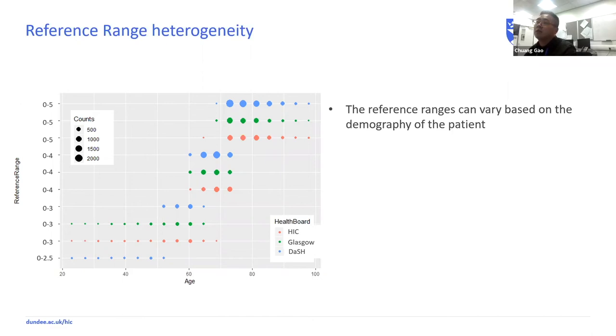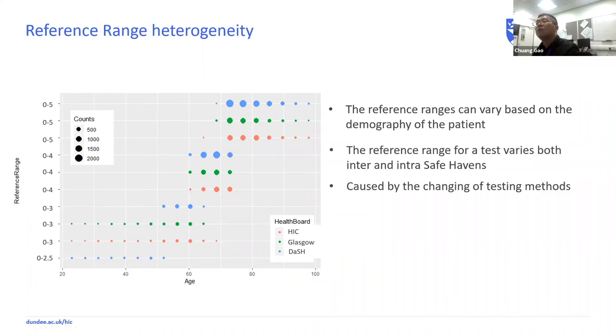It can vary based on the demographics of the patient, as illustrated by this image. For this specific test, the reference range given is highly related to the age of the patient. When the age is 60 and above, the reference range given is 0 to 4, and when it's 75 and above, it is 0 to 5. But we do observe variation between safe havens in terms of reference range. For instance, for patients below 55 years old, one safe haven believes the reference range should be 0 to 2.5, but all the other safe havens use 0 to 3.